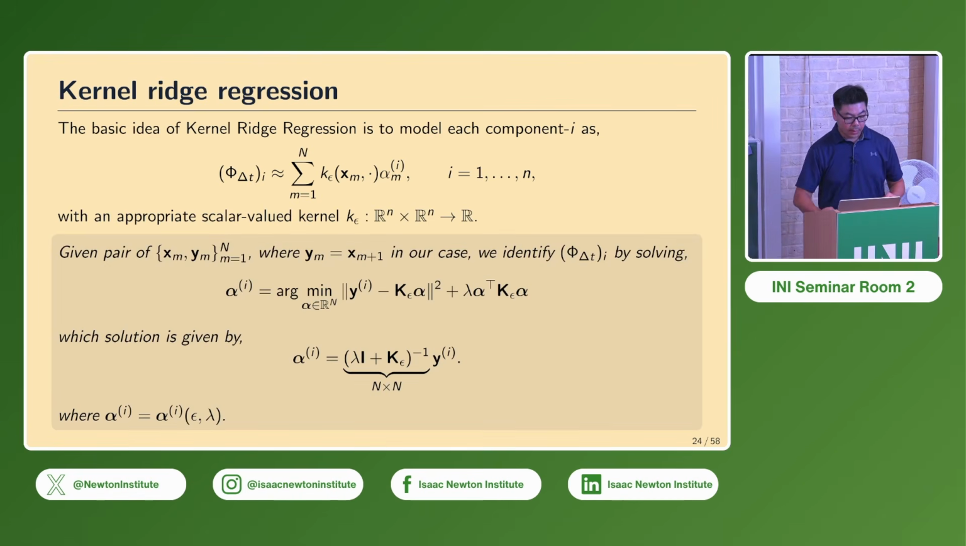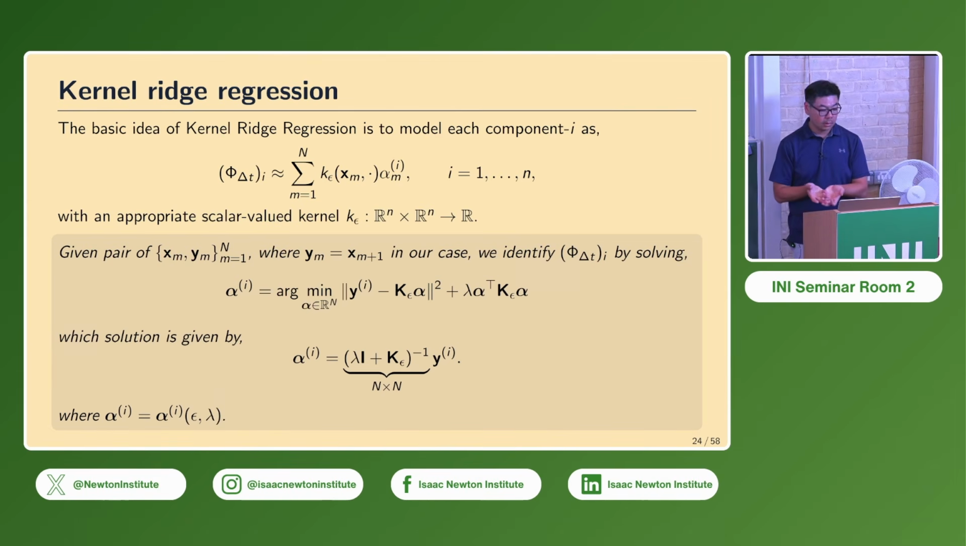Okay. So basically, given a pair of data, xm and ym, in my case, because I'm trying to learn the solution operator, my label is the solution at the next time. So we can identify this by just solving a linear regression problem. This is just your least squares. I regularize using the standard RKHS norm on this space of functions. That just gives you this, and your solution you can write explicitly. You solve an N by N linear problem, where this capital N is the size of your training data.